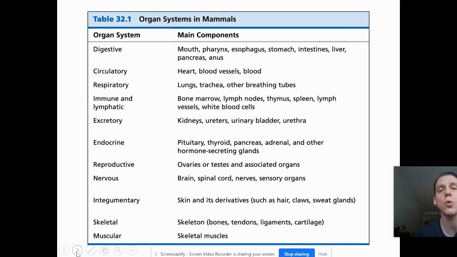In terms of all of our organ systems, you can see many of them here. We're not going to read through all of these, but you can get an idea. You've got a digestive system, a circulatory system, a respiratory system, immune, which we'll go over later, excretory involving your kidneys and your bladder, the endocrine system made up of all the different endocrine glands that work for communication in your body, reproductive system, your nervous tissue, your spinal cord and brain, integumentary, the skin and hair and sweat glands, your bones, and then your muscular system made up of muscles.